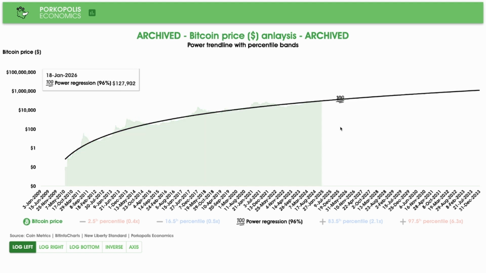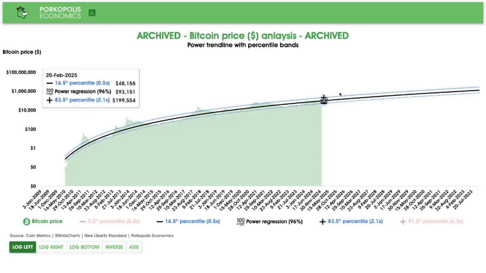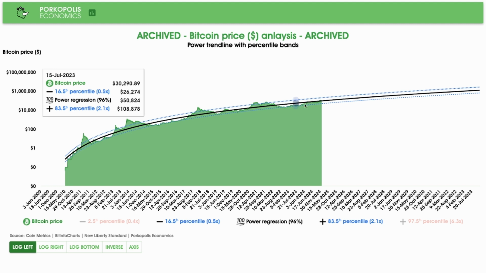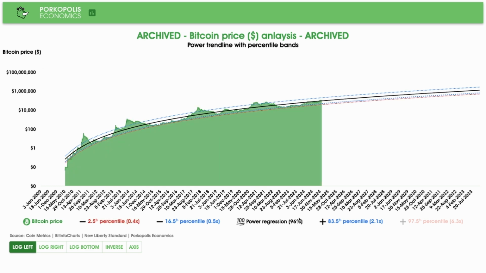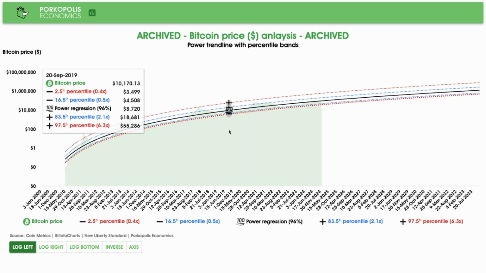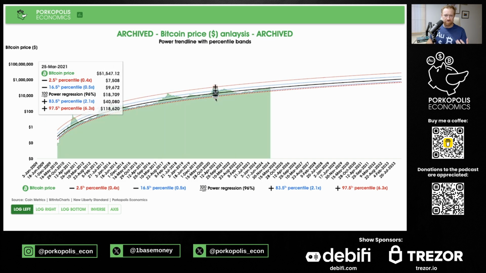I want to help people understand the bounds of where this could possibly go, and to do that, in the past I've had these percentiles. I've analogized them to sigma. So 1 sigma is 2/3 of the time, between the 16.5 percentile and the 83.5 percentile, and something like 2 sigma between the red bands would be 95% of the time. But the issue was I was always looking at the full trend of the power regression, up until the present date, to derive these bands. That was problematic because the full trend changed over time.